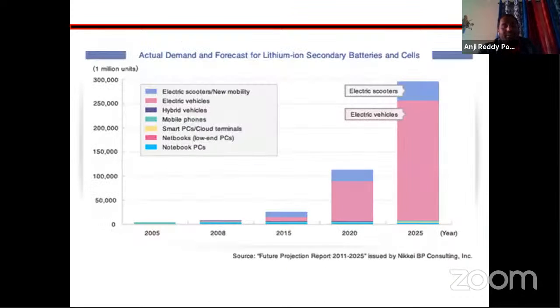I have also given the applications of lithium ion batteries in different areas, up to 2025; you can observe the graph. The maximum percentage of electric vehicles is occupied by lithium ion batteries by 2025, lithium ion batteries being used in the maximum number of electric vehicles.